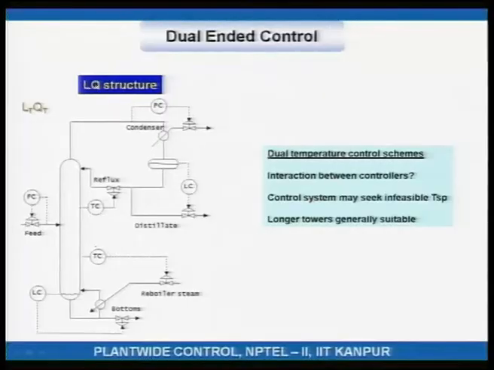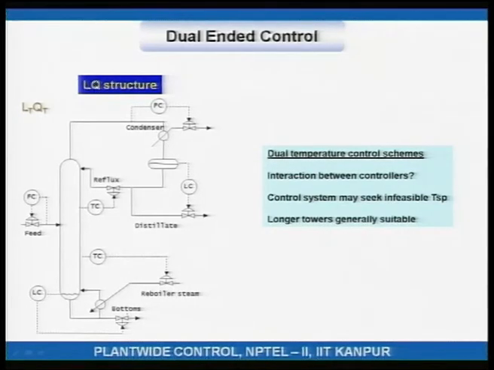Also notice that because of interaction, this T1 loop, the reflux loop, is going to interact with the reboiler duty loop. The control of the temperature on this tray by the reboiler duty loop, because of interaction with the reflux loop, cannot be as tight. Now that has implications on tightness of product purity control in the bottoms, which is what I am going to sell in the market.